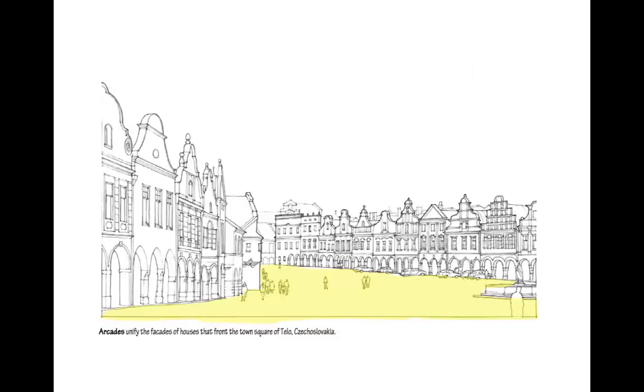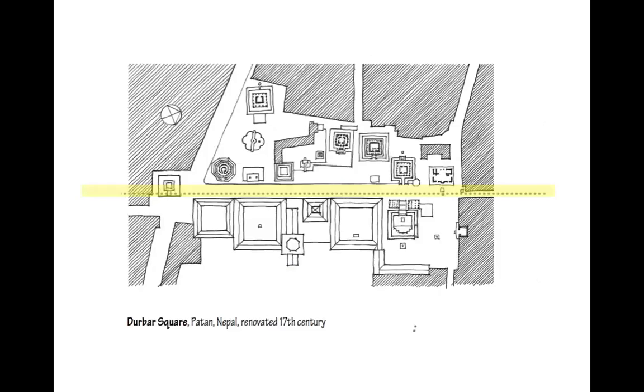Here you can view an arcade. The arcade is an open space and it acts as a datum where other forms are gathering around the arcade and open space. Here, an axis works as a datum.